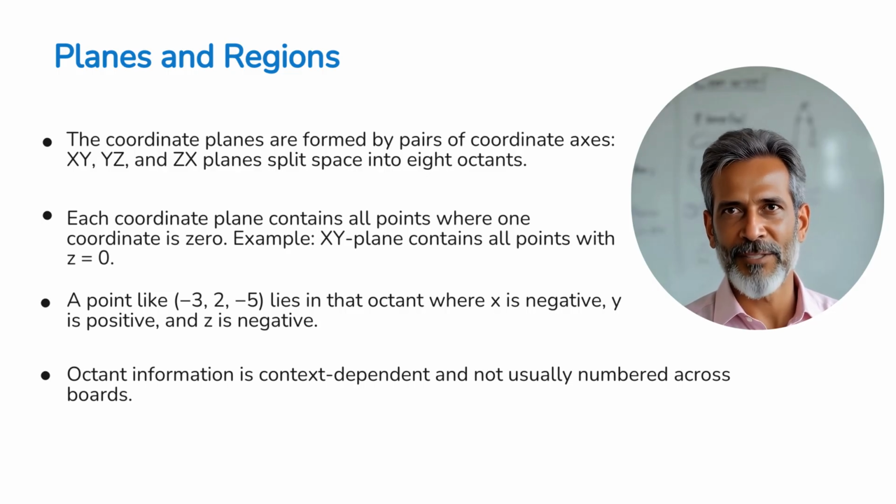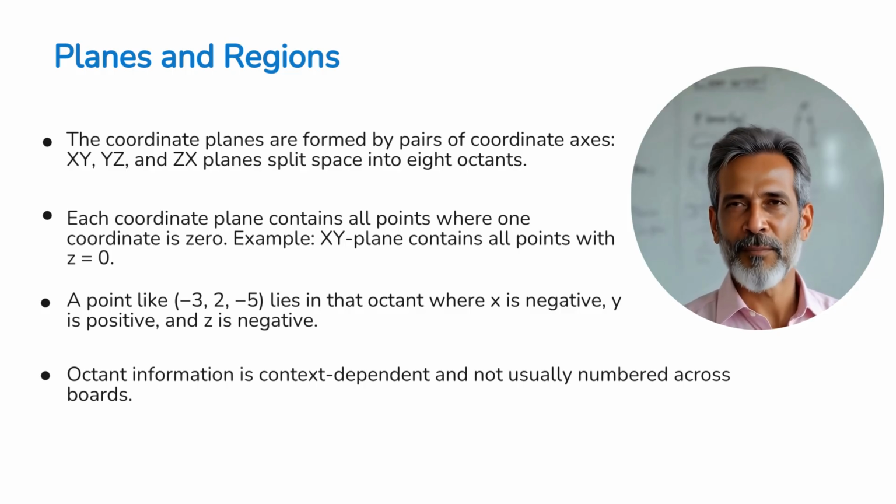These 3 planes split the entire space into 8 parts called octants. Each of these coordinate planes contains all the points where one coordinate is 0. For example, the xy plane includes every point where the z coordinate is 0, like a flat sheet lying horizontally.